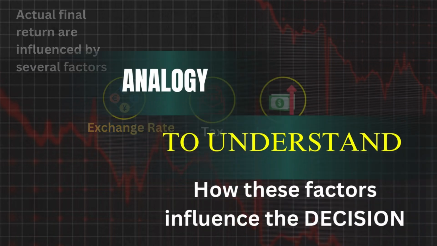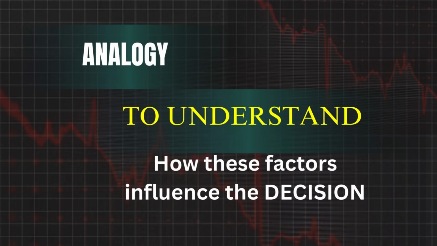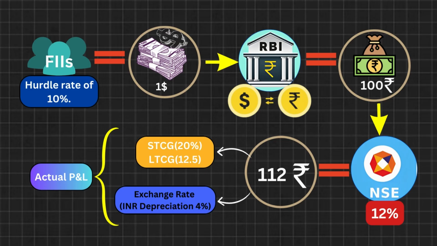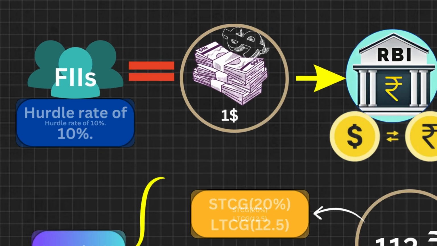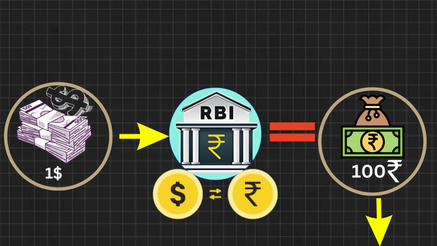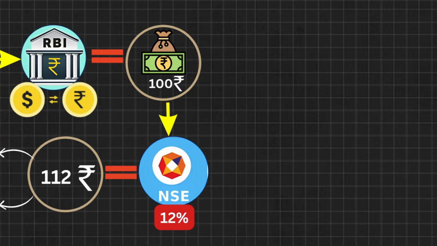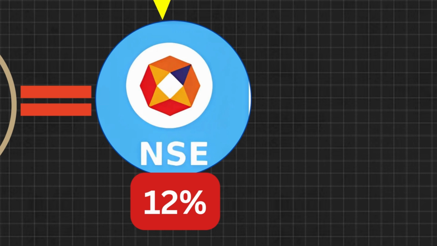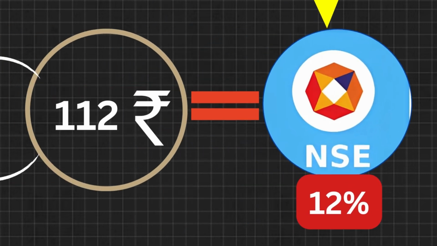Now let's look at an analogy to understand how these factors influence the decision and to gain better clarity on this concept. Let's take an example of an investor who sets a hurdle rate of 10% and decides to invest $1 in the Indian market. Suppose at the entry point the exchange rate is $1 equal to 100 rupees. So the investor converts $1 into 100 rupees and invests it in NSC, which offers a 12% return. Now after 1 year the 100 rupees grows to 112 due to the 12% return.